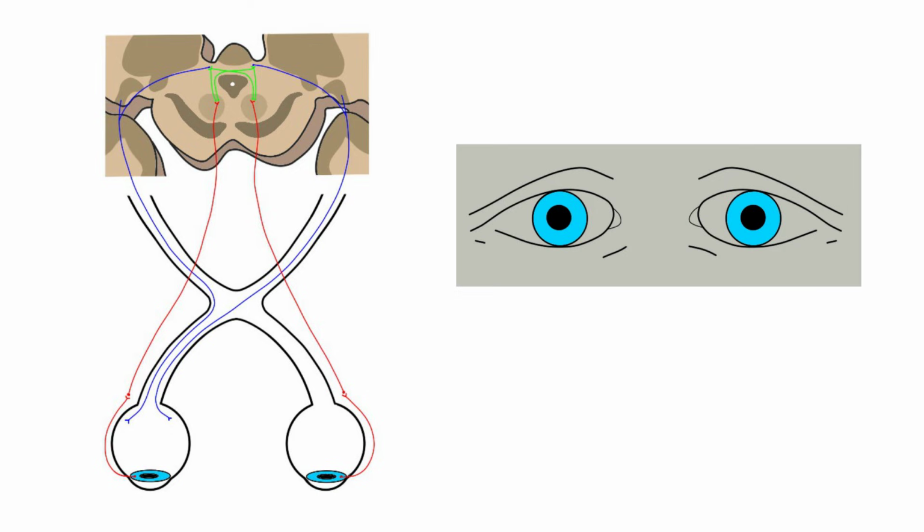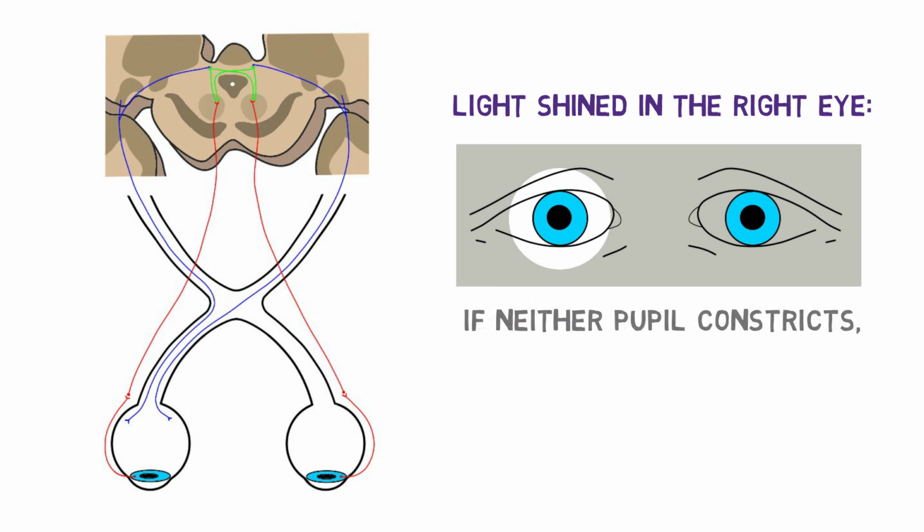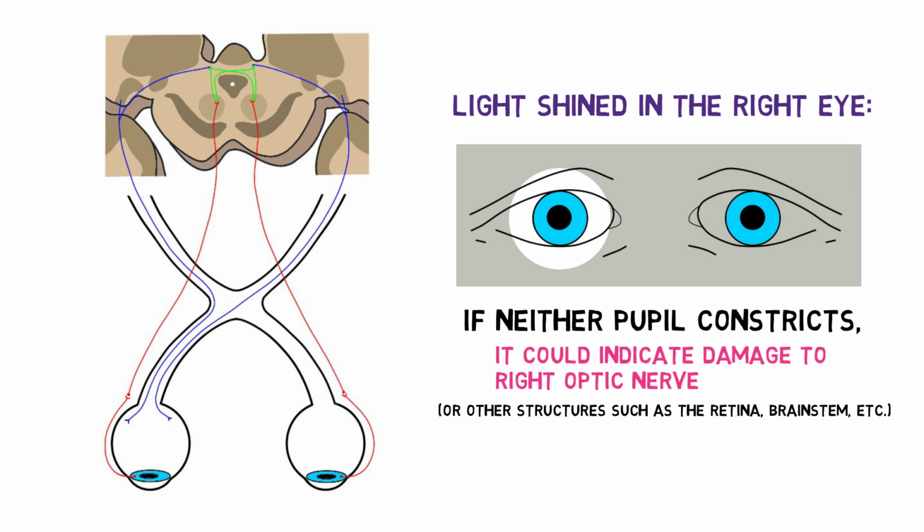Clinically, the pupillary light reflex is used to assess the function of the optic and oculomotor nerves and related structures. For example, if light is shined into the right eye and neither pupil constricts, it suggests a deficit in sensory input and may indicate damage to the right optic nerve.